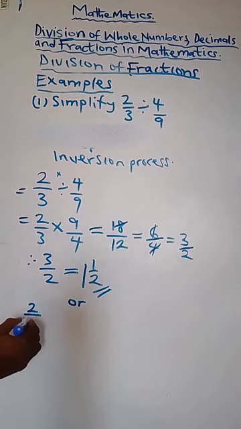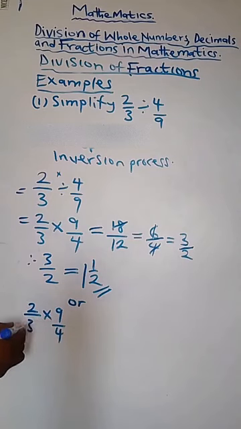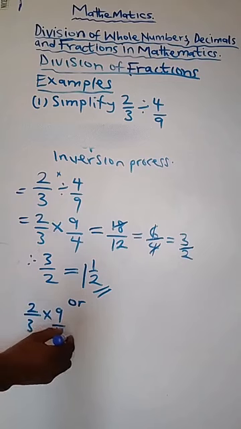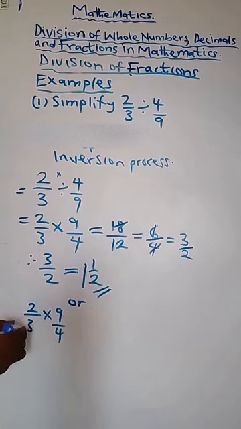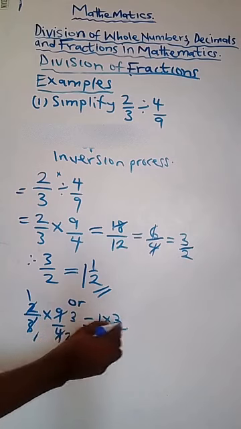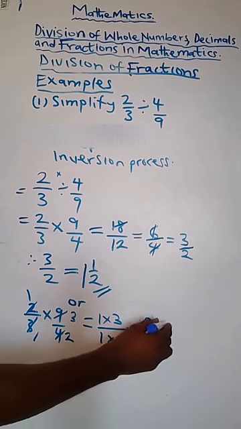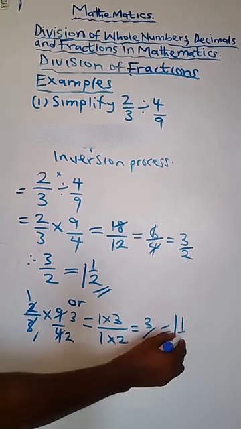Since you have 2 over 3 times 9 over 4, yesterday, I said you can move like this. This is division. You can also move like this. This is division. If you move like this, it is multiplication. If you move like this, it is multiplication. If you move like this, it is division. So I can move like this and say 2 here 1, 2 here 2, 3 here 1, 3 here 3. What do I have? I have 1 times 3 over 1 times 2. So this is 3 over 2, which is 1 whole number 1 over 2.